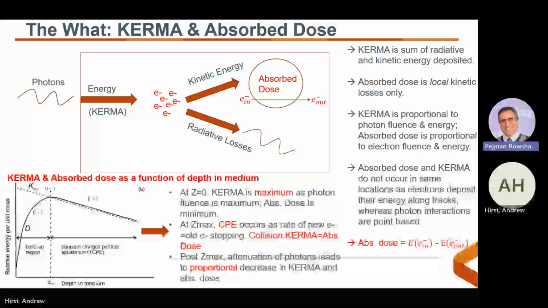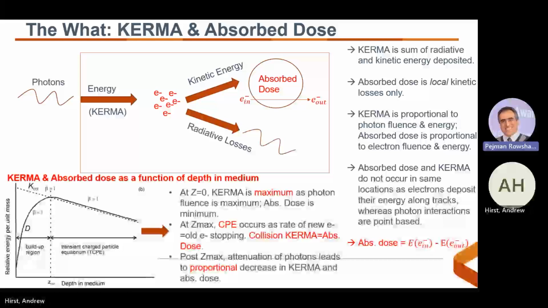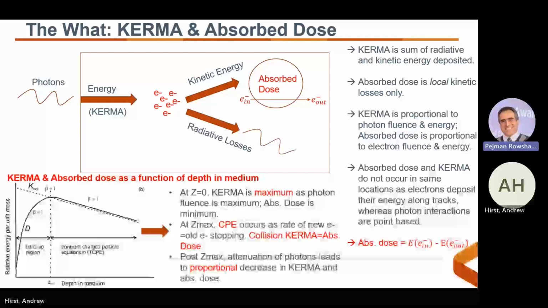And then after that point of maximum dose deposition, the attenuation of photons as they travel deeper into the medium means that you have fewer photons, and so your absorbed dose is going to decrease by an amount proportional to the attenuation of photons. So you're going to have a proportional decrease in your KERMA and absorbed dose.